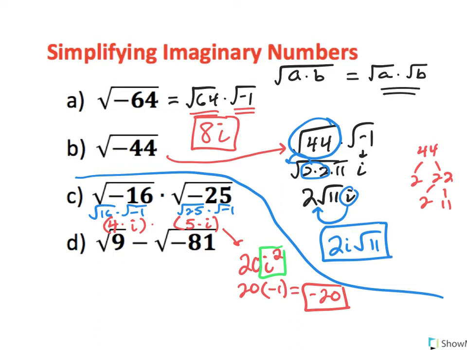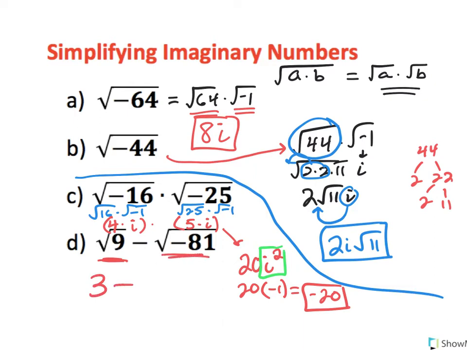And the last one is an example where you combine both real and imaginary parts, which we'll call complex numbers here in a little bit. But the square root of 9 is just 3. And so that comes out nicely.